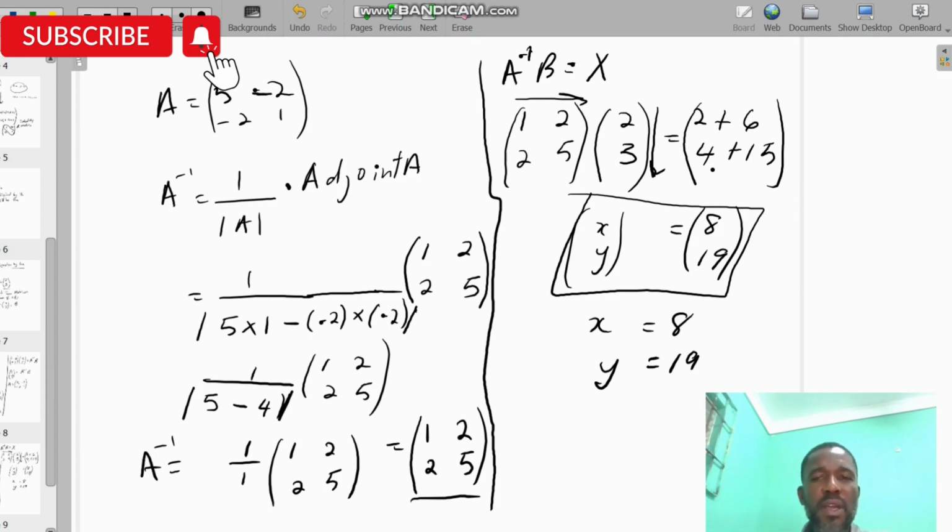I hope you have learned how to solve simultaneous equations via the matrix method. So go try some more on your own and see how best you can solve these questions.